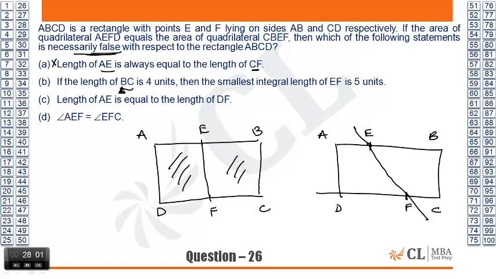This goes. Length of BC is 4 units. Let's draw another diagram. A, B, C, D. Length of BC is 4 units. The smallest integral length of BF is 5 units.